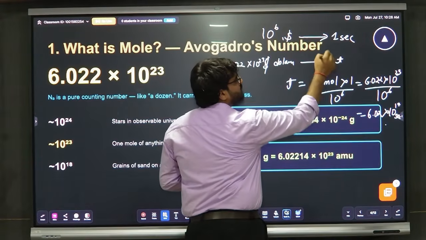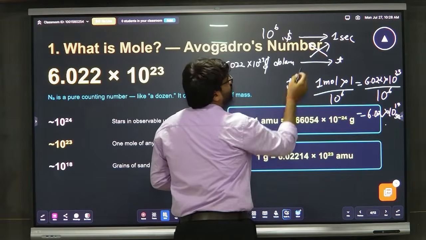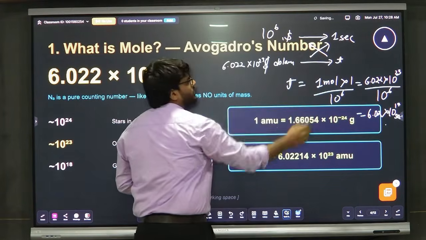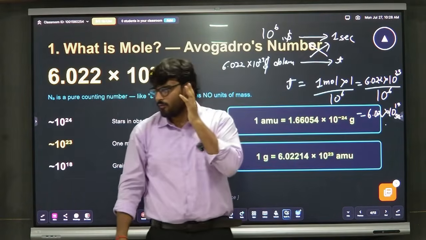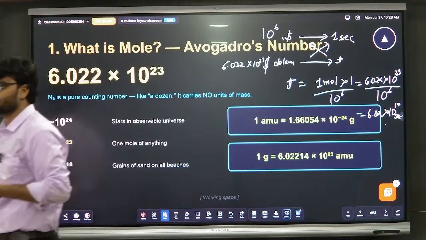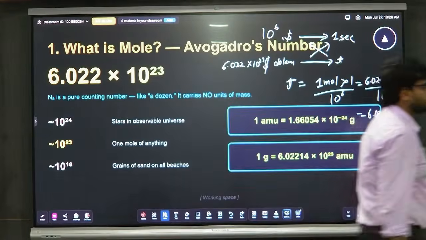So it is t. What I did is cross multiply these two terms. T into 10 to the power 6 equals 1 into this Avogadro number. By solving that, I will get t as this much. Now I want the answer in years. How will you convert seconds into years?